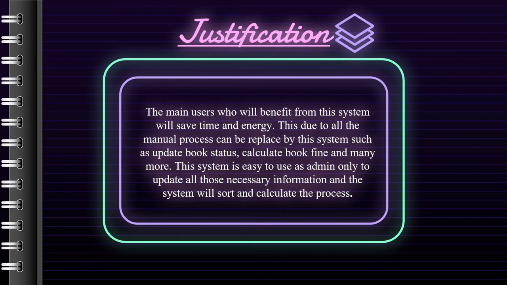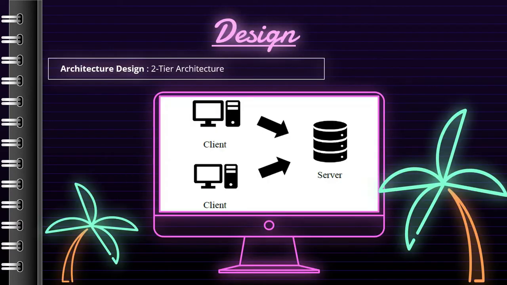Next is justification. The main user who will benefit from this system will save time and energy. This is because all the manual processes can be replaced by the system, such as updating book status, calculating book fines, and many more. This system is easy to use as an admin to update all the necessary information, and the system will automatically sort and calculate the process.